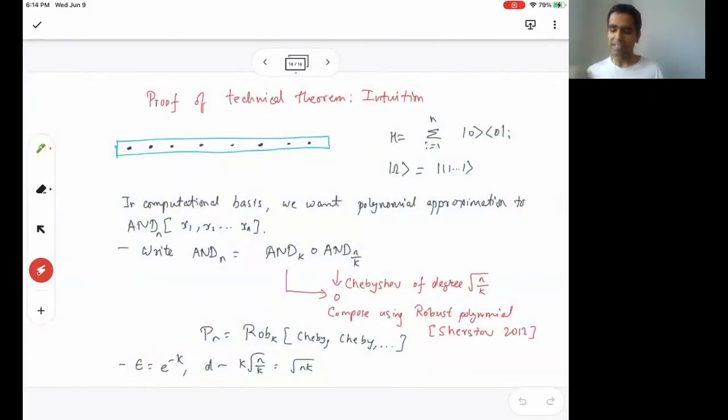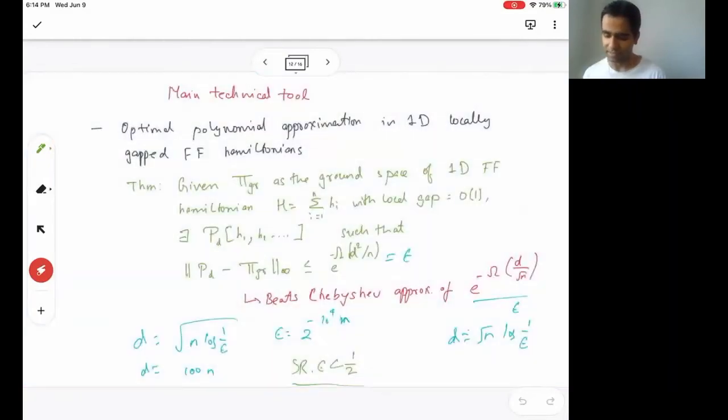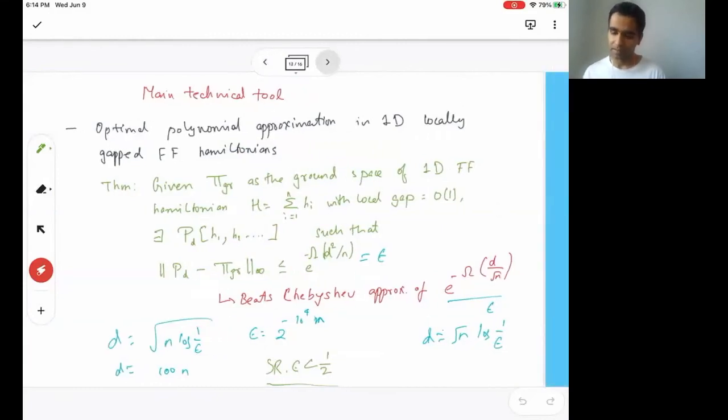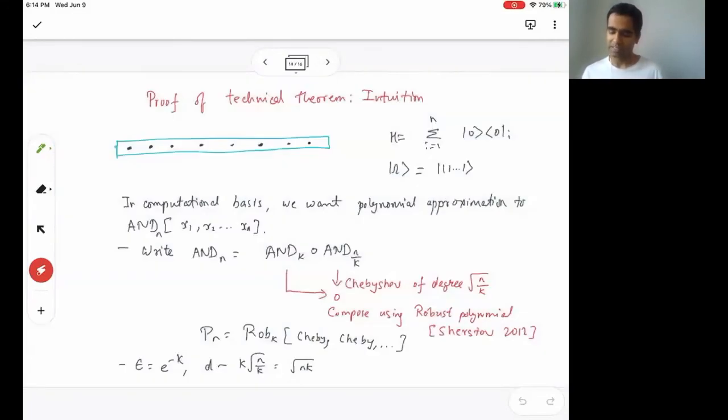So I'm going to give intuition for this proof of the technical theorem that I showed you 2 slides back. And maybe I'll also give the intuition for why this optimal polynomial approximation, sorry, if I didn't describe this clearly, this is the one that achieves log 1 over epsilon inside the square root. Why the optimal polynomial approximation should be viewed as a notion of locality. And morally, that's because that's what happens for the most simple ground states around, which are the product states, the classical Hamiltonian.